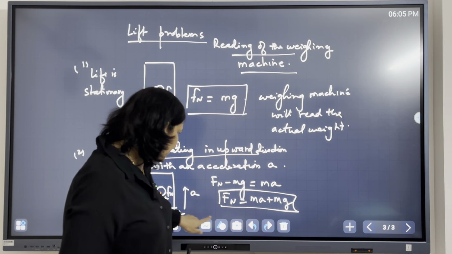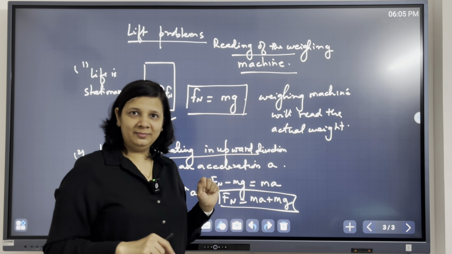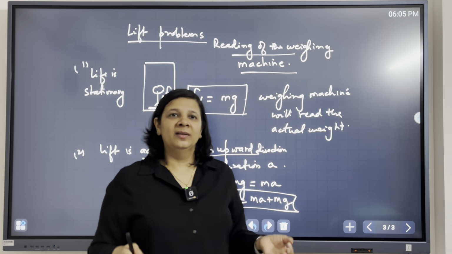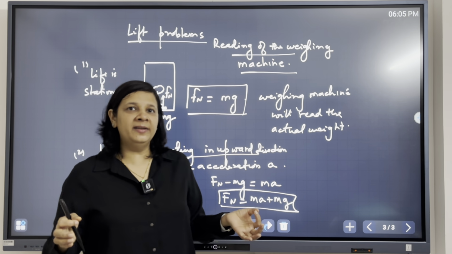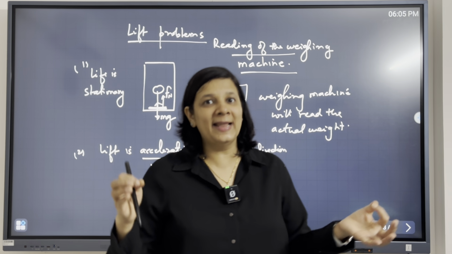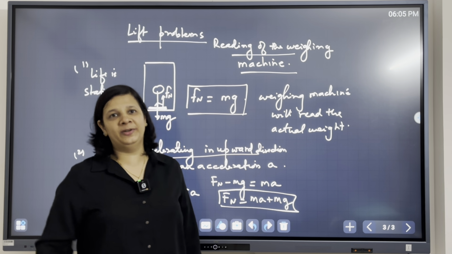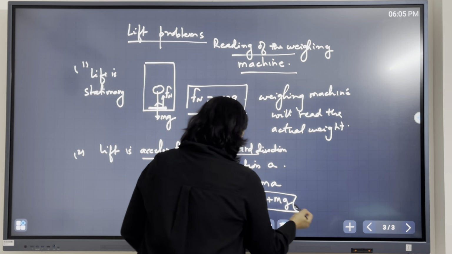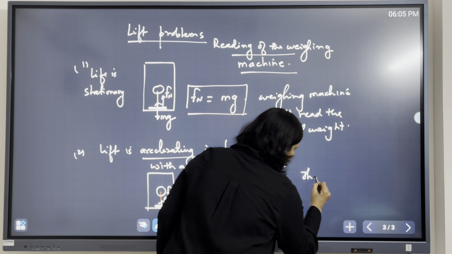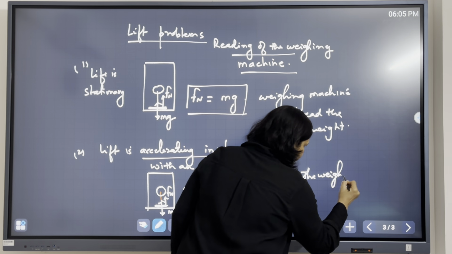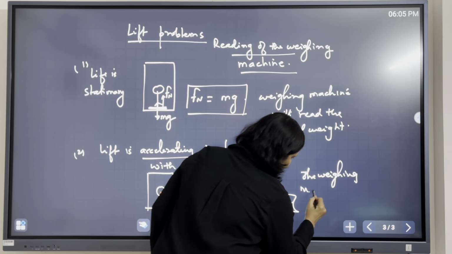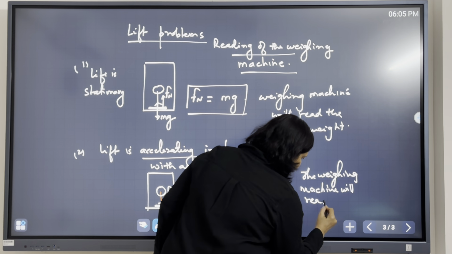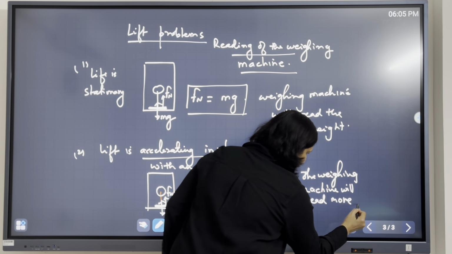Then you have to take minus a, and the normal force will decrease. The apparent weight which the weighing machine will show will be less compared to the actual weight of the person. Okay? So I hope this is clear. The weighing machine will read more when accelerating upwards. Okay?